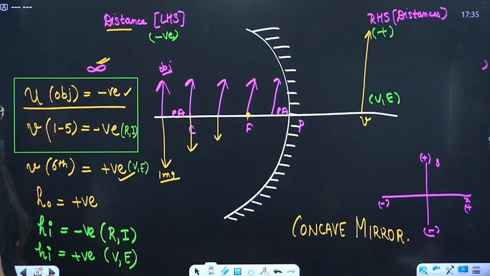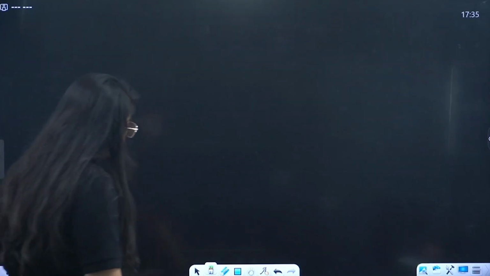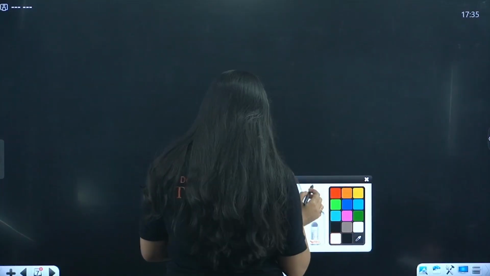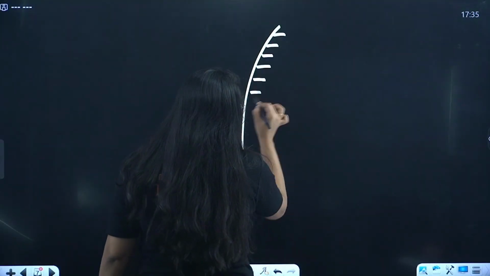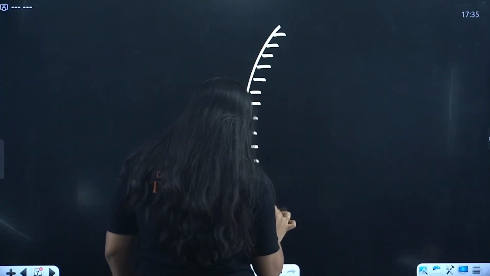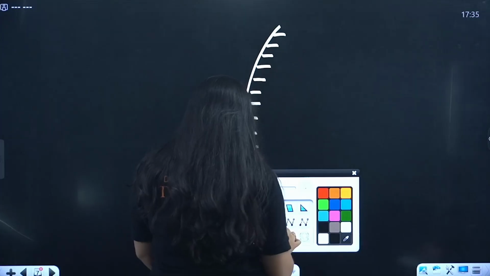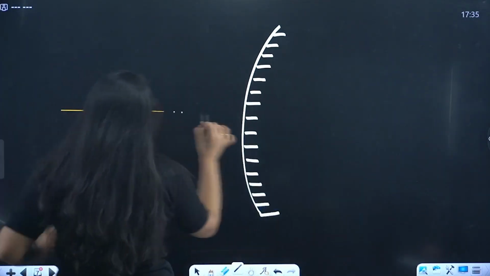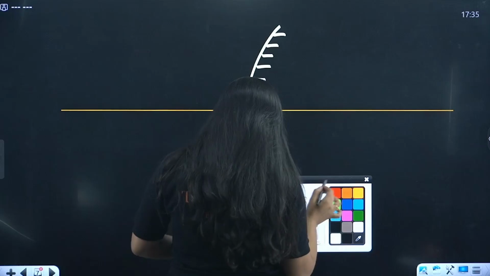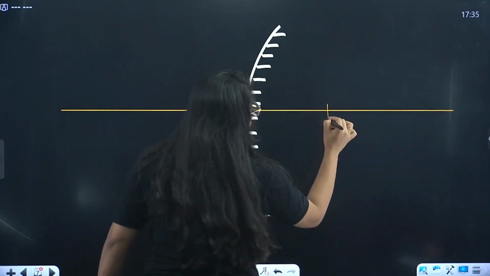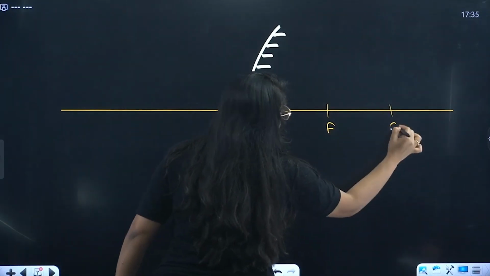Next beta, moving on to convex mirror. Now same thing we will do with convex mirror. This is your convex mirror. Now beta, we have just 2 cases, but an equal number of things going on in this mirror as well. Now beta, what is this mirror? Again, this is your focal length. This is your center of curvature.